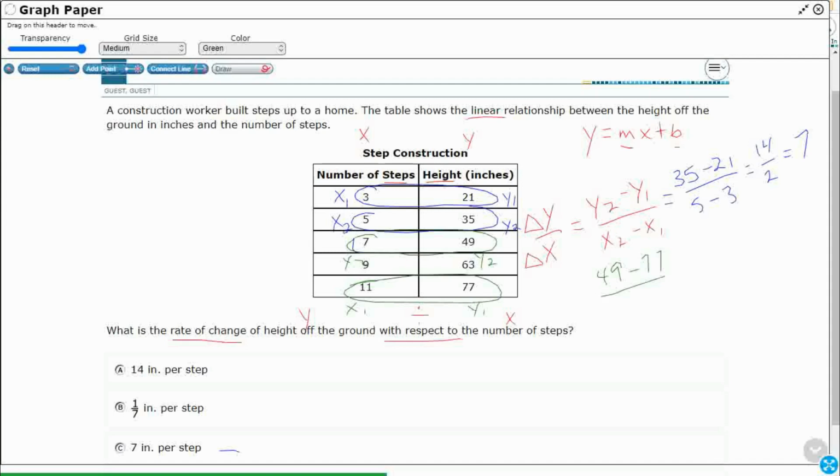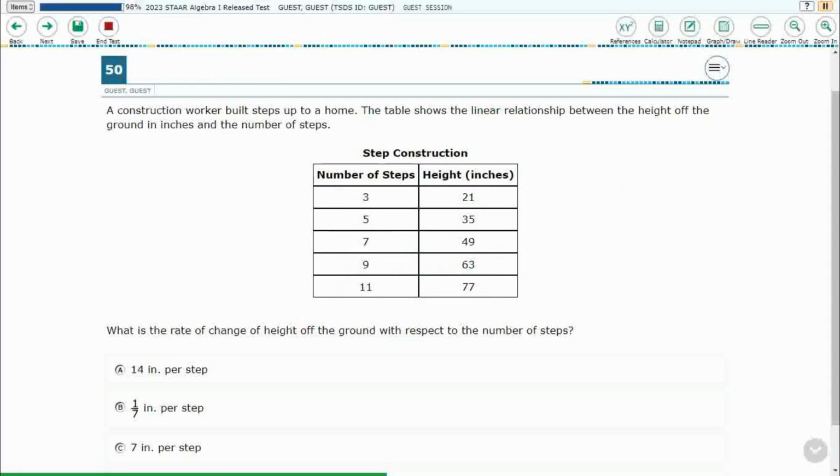And then I've got my x1 of 11, and x2, excuse me, is 7. So that's going to be 49 minus 77, which is negative 28, and 7 minus 11 is negative 4. That's the only difference. If you flip which one, you just get two negatives, which still end up making a positive. And then 28 over 4 is still going to end up positive 7. So it's still the same thing. That is our rate of change. The answer is C.